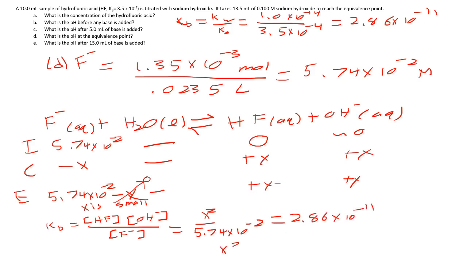So then we get x squared is equal to 1.64 times 10 to the minus 12. That came from multiplying both sides by 5.74 times 10 to the minus 2. We're going to square root both sides, and we're going to get that x is equal to 1.28 times 10 to the minus 6. So now I'm going to use that value to finish up the last bit of this, so I'm going to have to clear this slide.